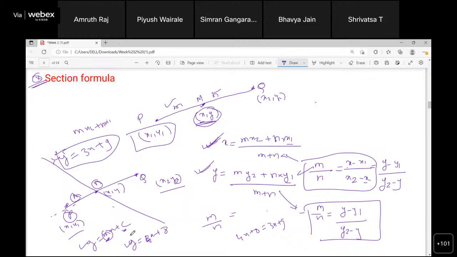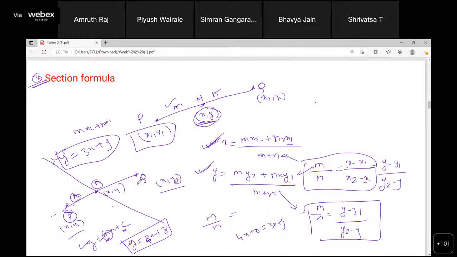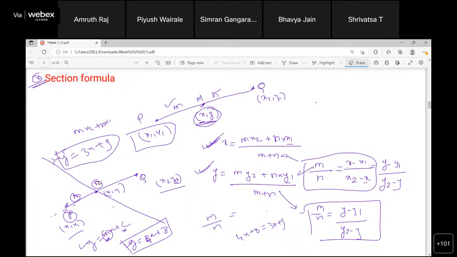So for that, you should know how to formulate the equation of this line by using 2 points, right? I will come to that after this. But as of now, just focus on the section formula.